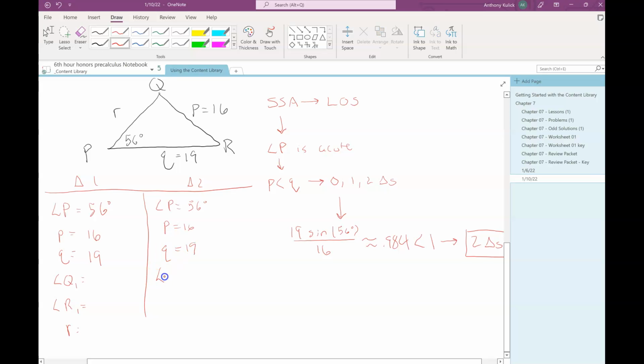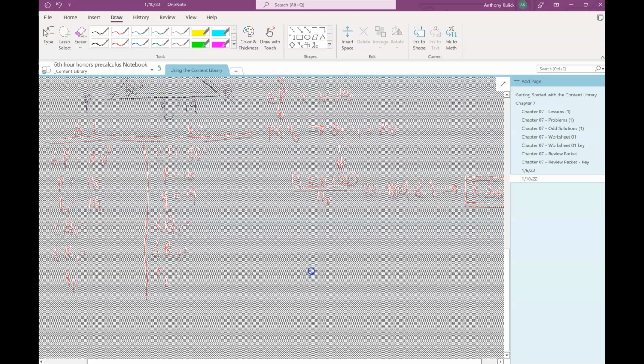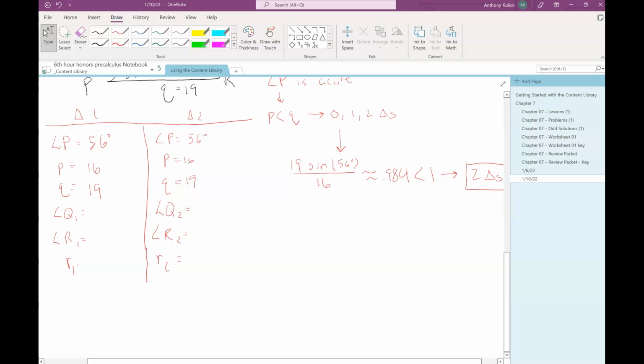What's going to be different, though, are the values for angle Q, angle R, and side R. So to make sure that I can tell the difference between my answers, I'm going to label one as angle Q1, angle R1, and side R1, and then angle Q2, angle R2, and side R2. Just so that I'm able to keep straight my answers when I'm looking at things. This is me just trying to manage the information here. Is that okay with everybody?